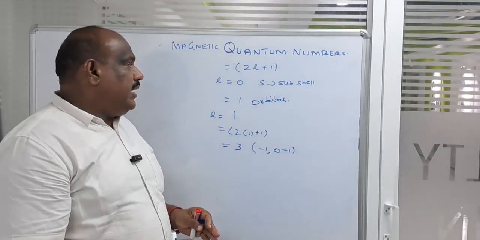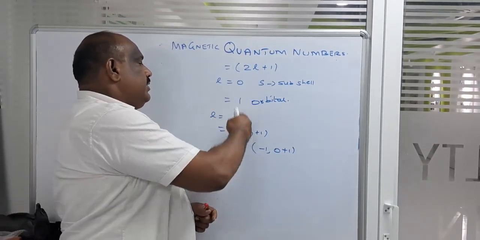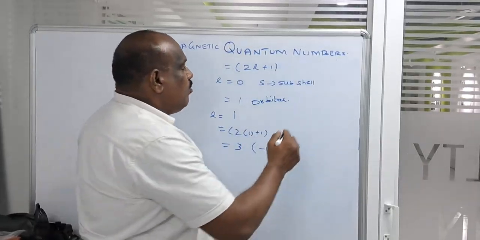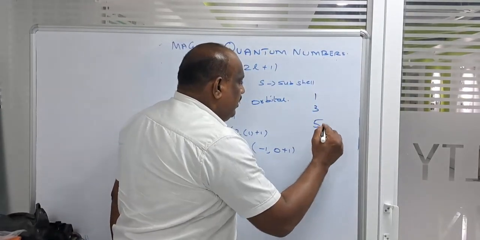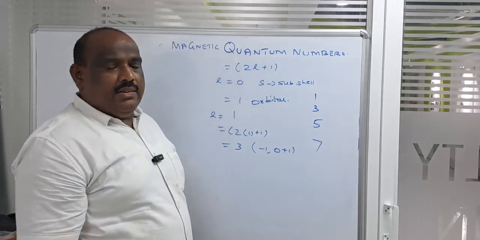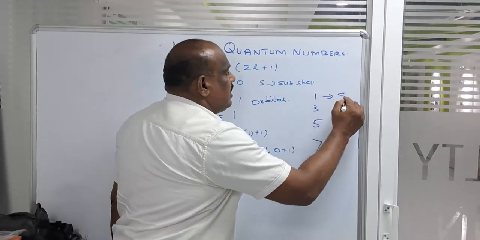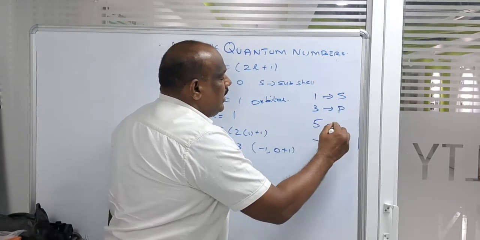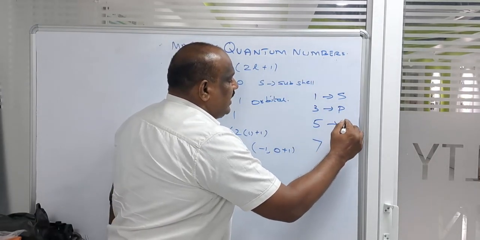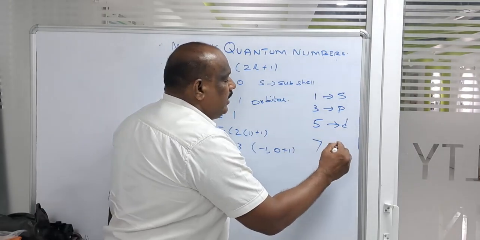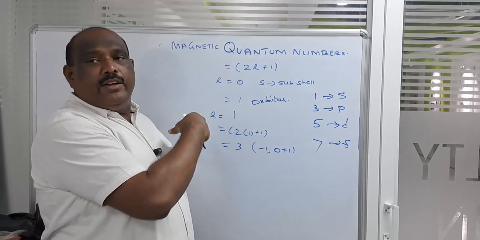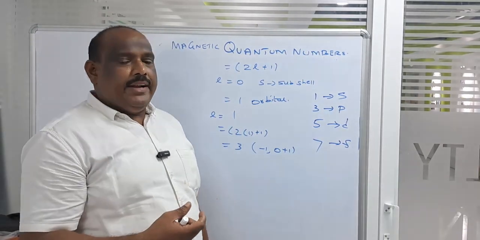Anyhow, you have to understand that when L varies, the magnetic quantum numbers also vary. The number of orbitals also increases from 1, 3, 5, then 7. This is S. S subshell will have 1 orbital. P subshell will have 3 orbitals. D subshell will have 5 orbitals. F subshell will have 7 orbitals. These orbitals indicate the magnetic quantum number.